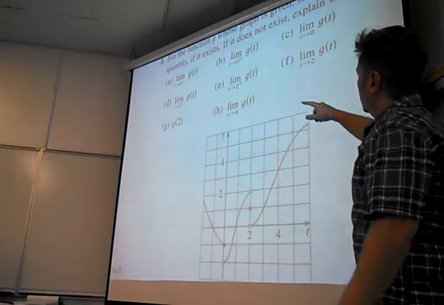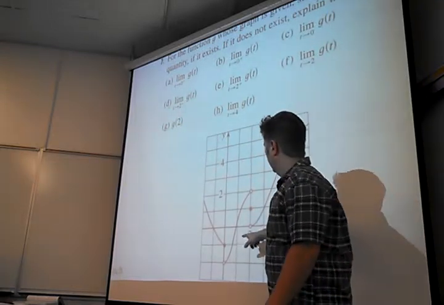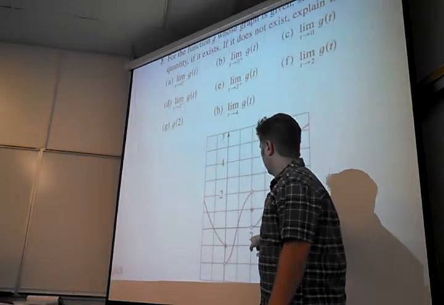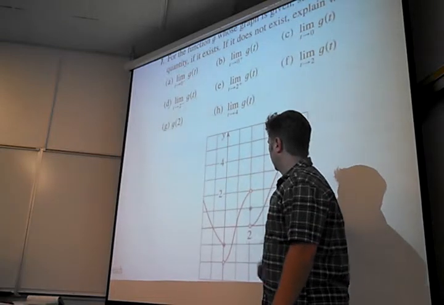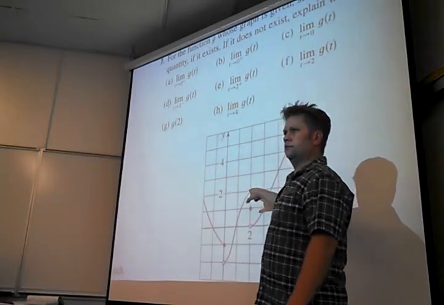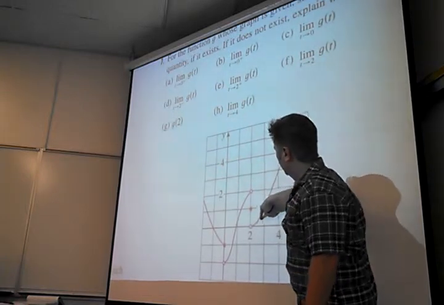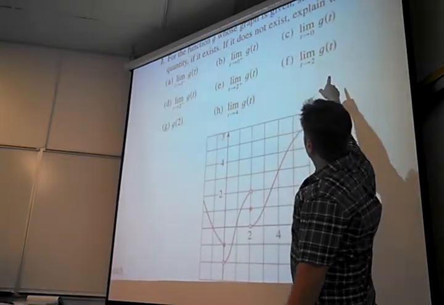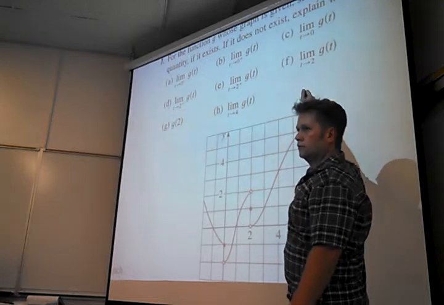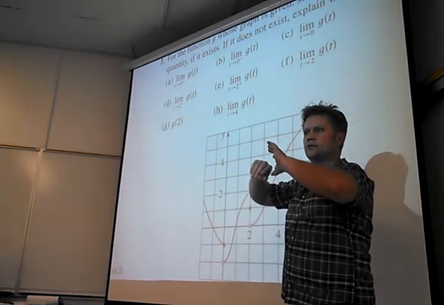What about part D? Limit as I go to 2 from below. So my inputs are going to 2. My outputs are approaching 2. I love it. Doesn't matter that there's a hole there. From above, 0. And what's the limit as t goes to 2 then? I love it. Doesn't exist.